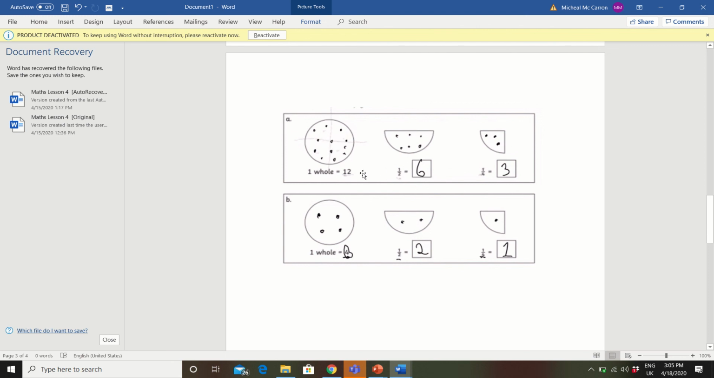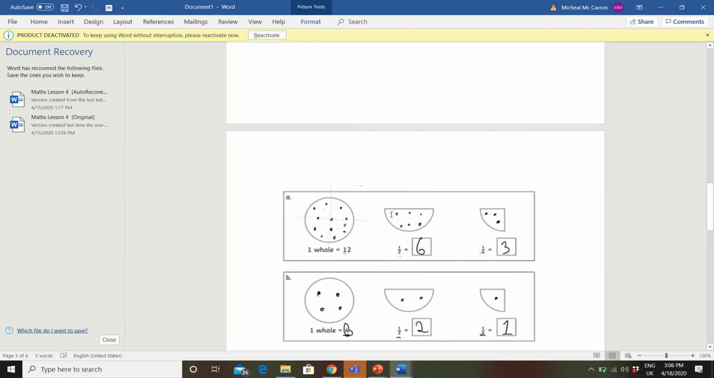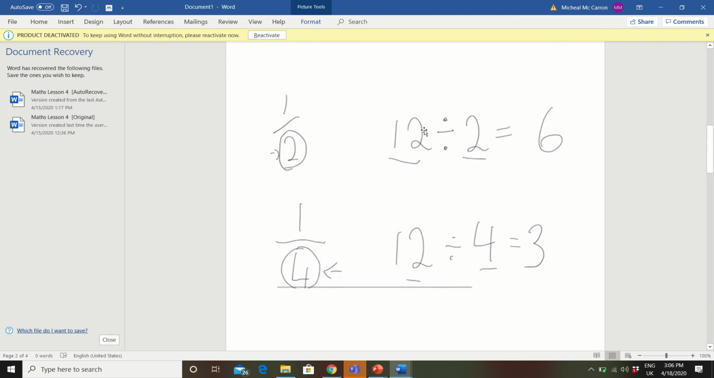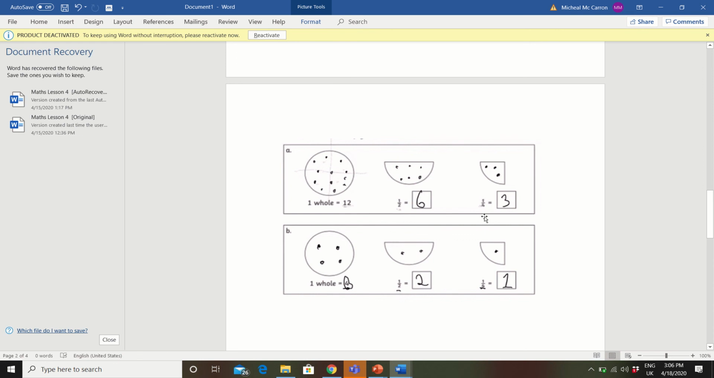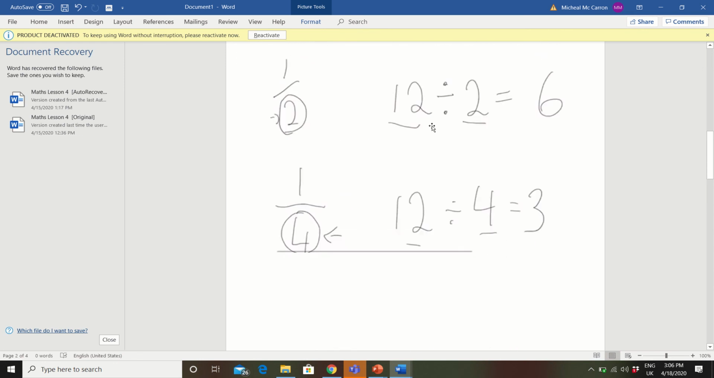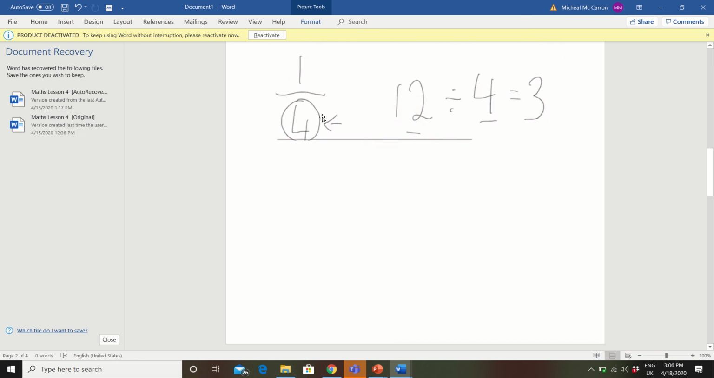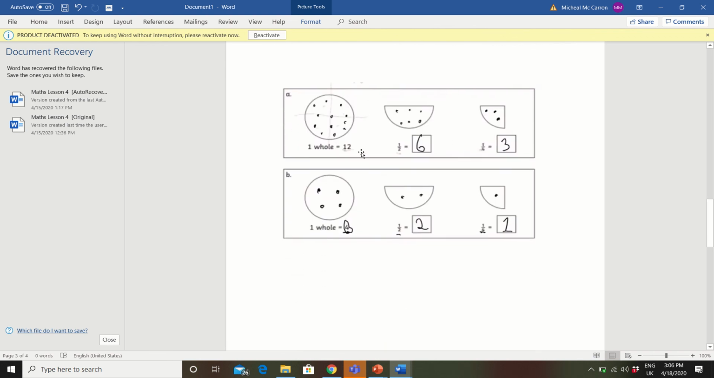Or what you could do for this is 12 divided by the denominator, just like here. 12 divided by 2, because we have 1/2 equals 6. And 12 divided by 4 equals 3. It's 1 quarter. 12 divided by the denominator, the number on the bottom, equals 3.